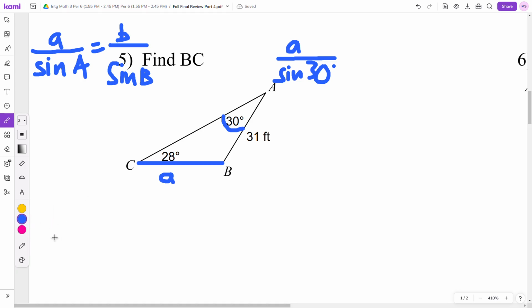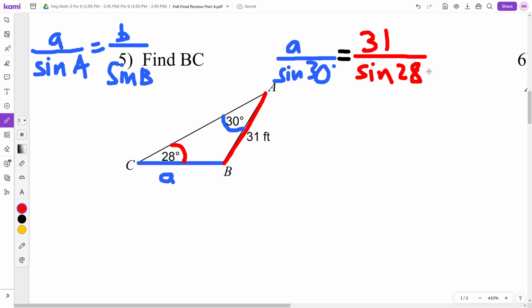And this is going to equal whatever other ratio we have given in the triangle. We have a 28 degree angle and a side of 31. So this is going to give us 31 over sine of 28 degrees. And again, I recommend that you get the A by itself first before evaluating any sine, although sine of 30 is quite easy.